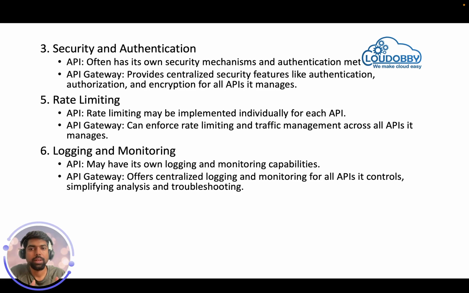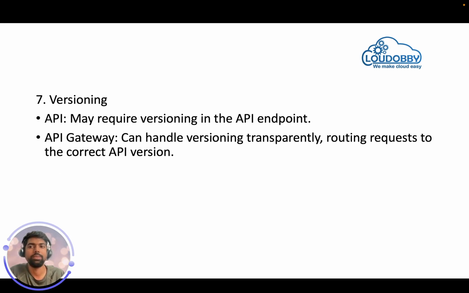For APIs, you have to write your own logging and monitoring for each API, with a logger or whatever programming package you use. But API gateway offers centralized logging and monitoring for all the APIs it controls, simplifying analysis and troubleshooting, which is very fair, right? For deployments in cloud, we use a cloud monitoring system. So it is a centralized solution, rather than every time you create an API, you need to add a feature to that API. You just create an API and API gateway takes care of it.